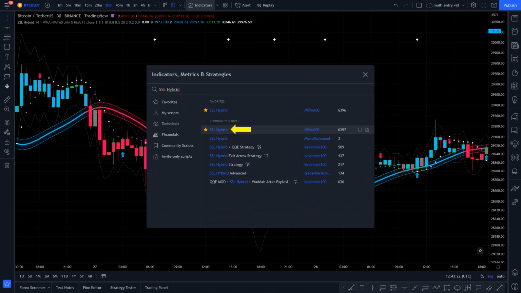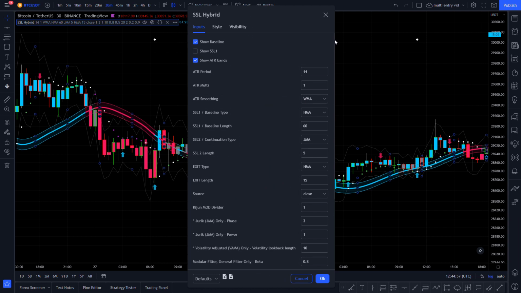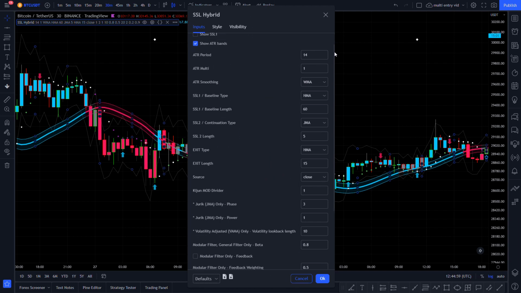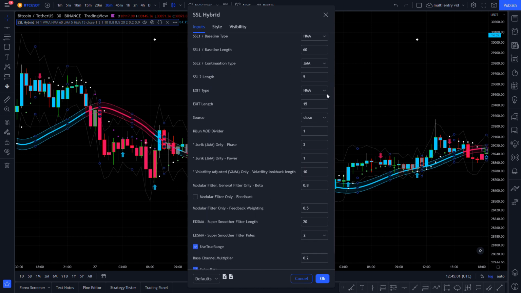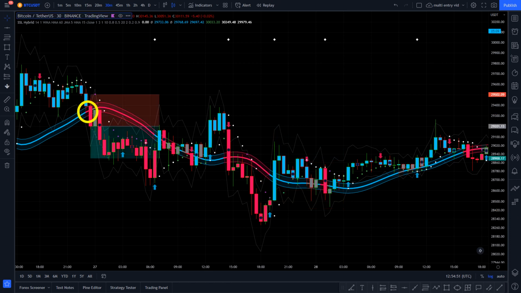Next one is the SSL hybrid. This indicator is one of the most complex ones out of today's indicators. You have a wide variety of options to customize, but we will use it as simply as possible. Therefore, a long entry is valid if the line has switched to blue and the color of the line between the current and the last candle is also blue. A short signal is printed when the baseline has turned to pink and the line's color is pink between the current and the last candle.